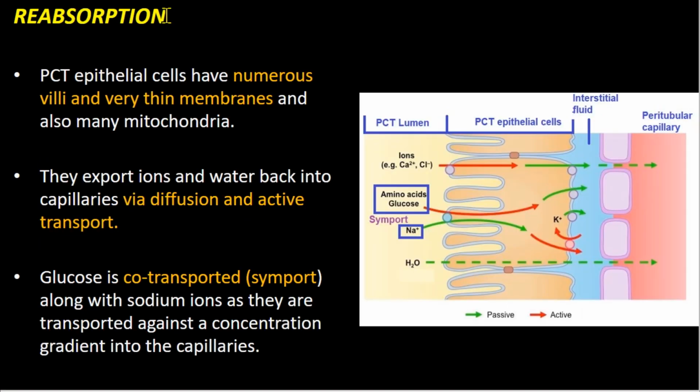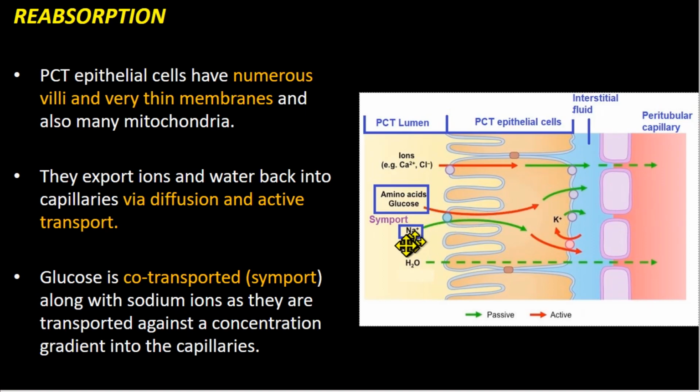Next, we have reabsorption. Reabsorption typically occurs in the proximal convoluted tubule, or the PCT. What's happening here is that the proximal tubule epithelial cells have numerous villi, as we're seeing here, and very thin membranes and also many mitochondria to facilitate active transport. They're going to export ions and water back into the capillaries, that's what you're seeing here, via diffusion and active transport. Of course, it's going to expend ATP to do this.